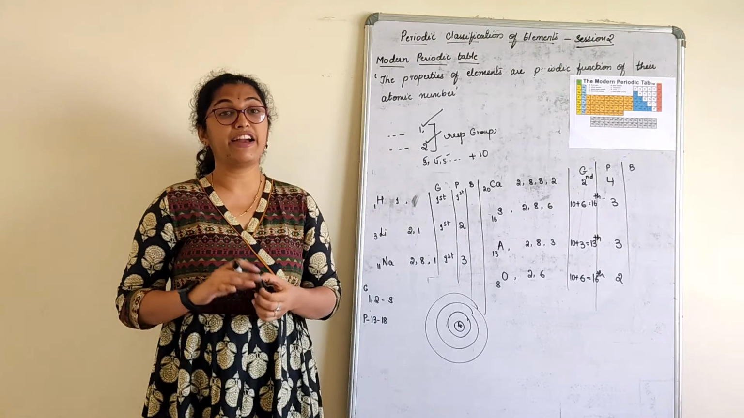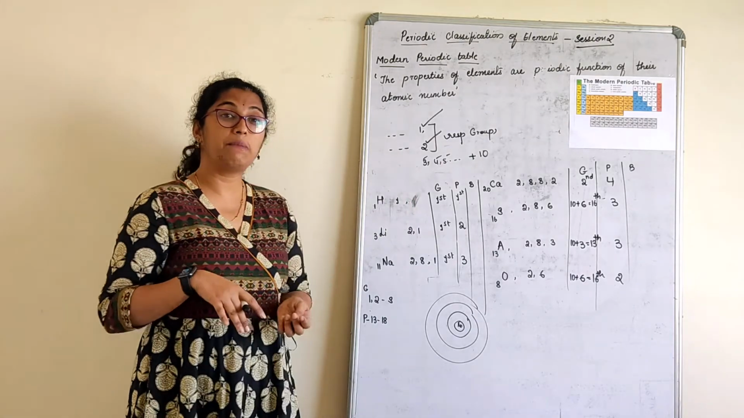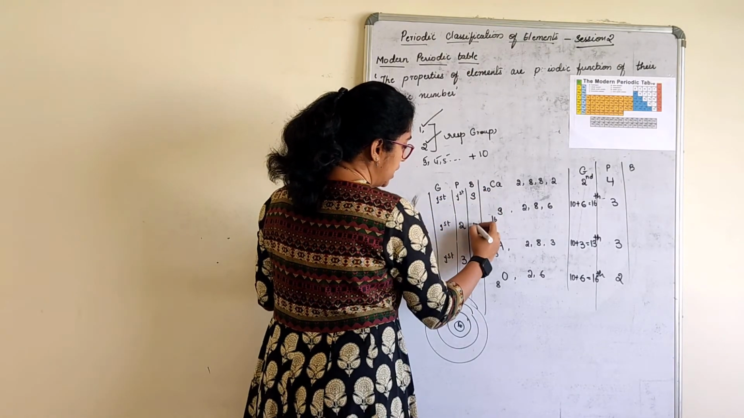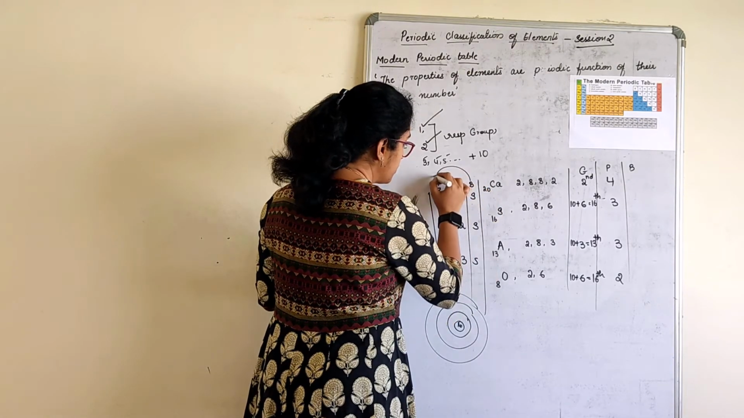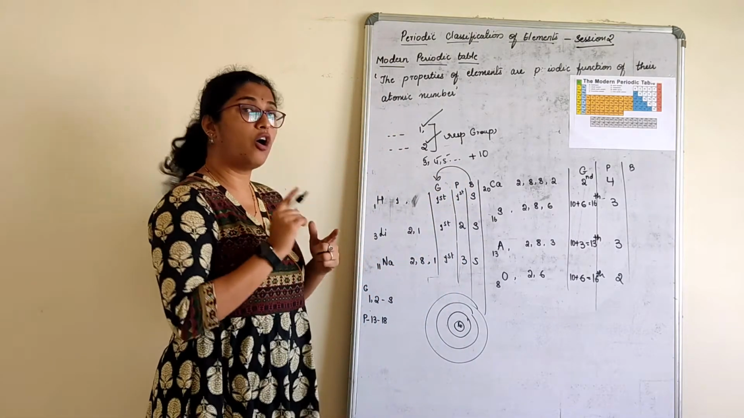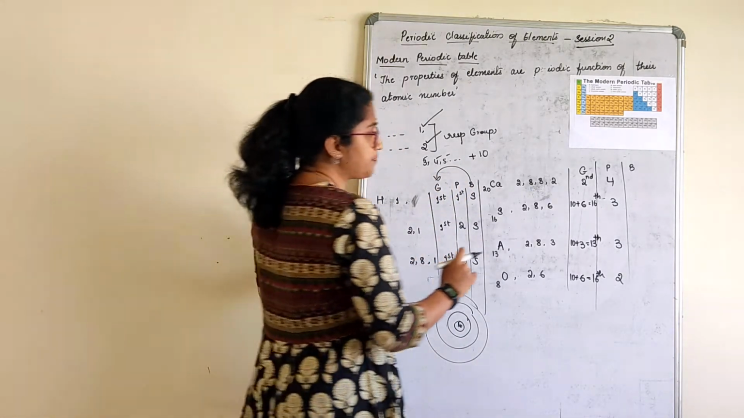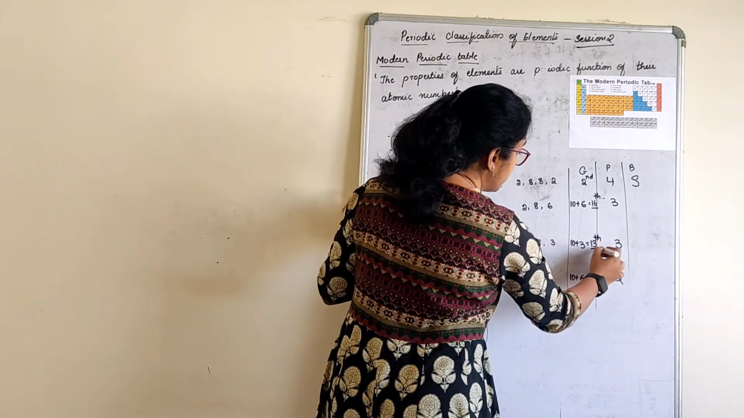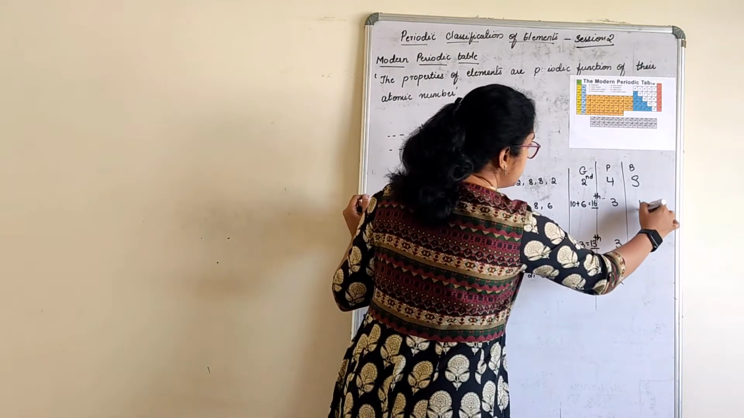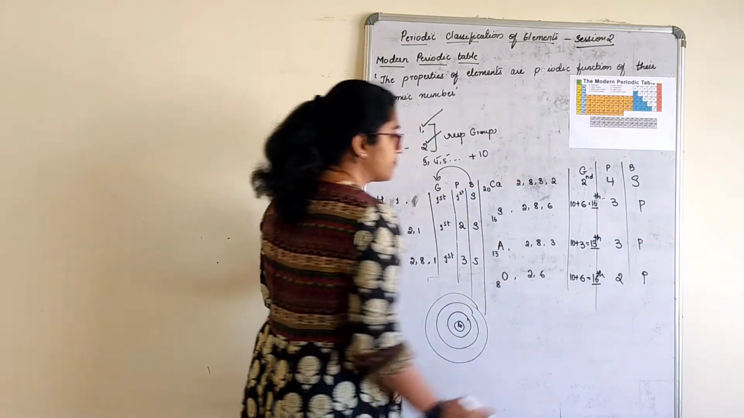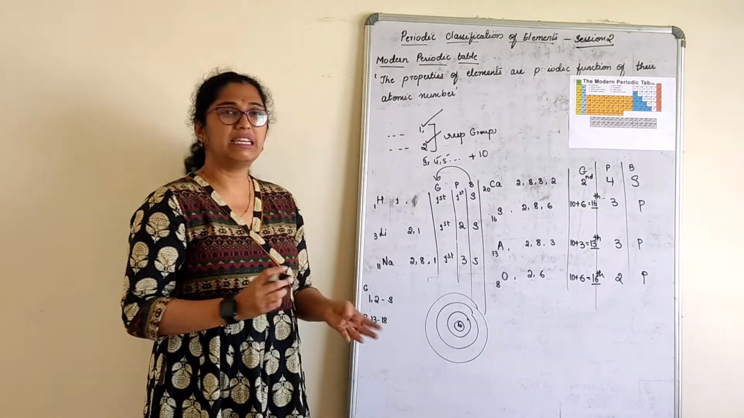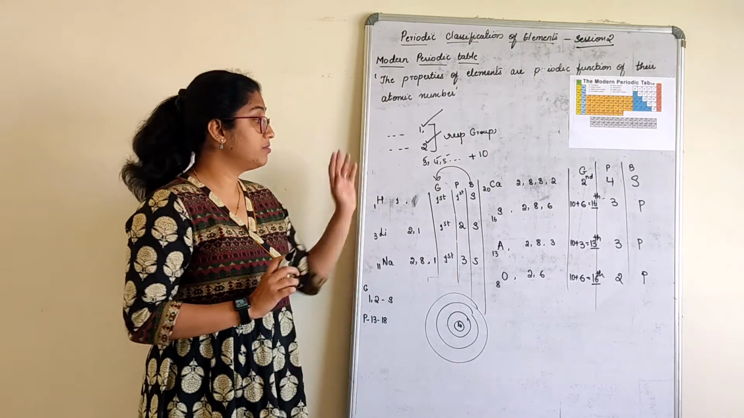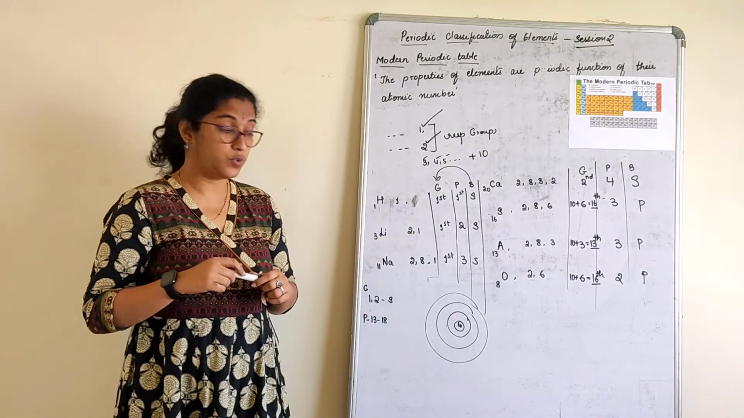Now comes identifying which block they are. Blocks will depend upon which group they belong to. All first and second group elements belong to the S block. Then the 13th to 18th groups belong to the P block. Your work is simple. D and F blocks we are not going to touch at all here. Right? So, this is one important concept you have to study.